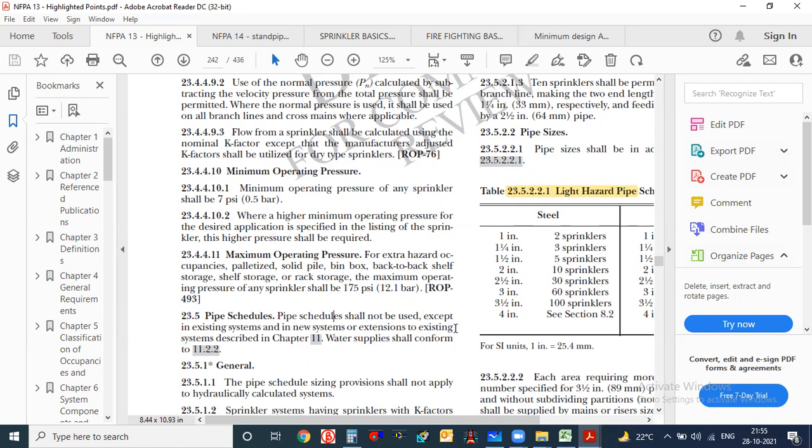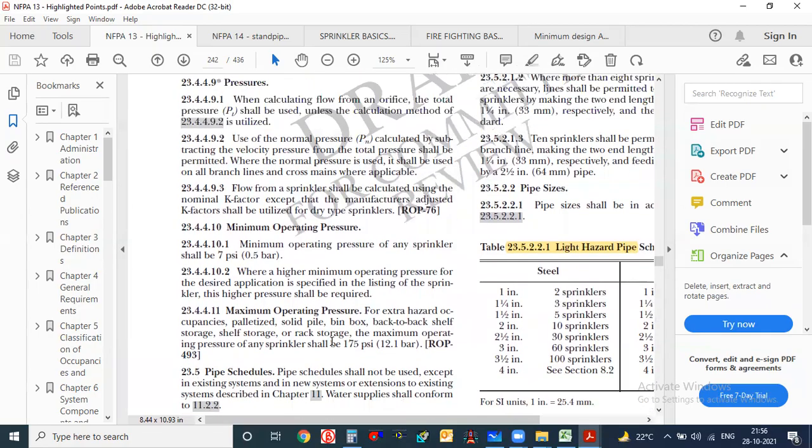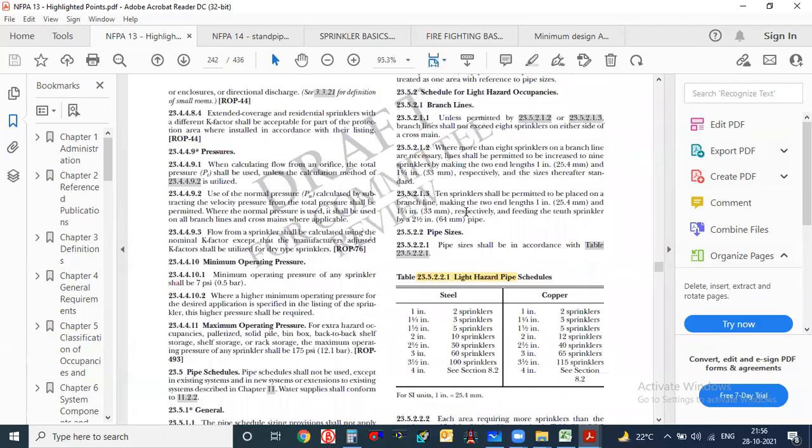Pipe schedule shall not be used except in existing systems and in new systems or extensions to existing systems. Water supply shall confirm. Here NFPA is only telling that don't go with the pipe schedule. Maybe he is talking about the pipe schedule system only. Okay, leave this. There are so many clauses written, you can go through that.